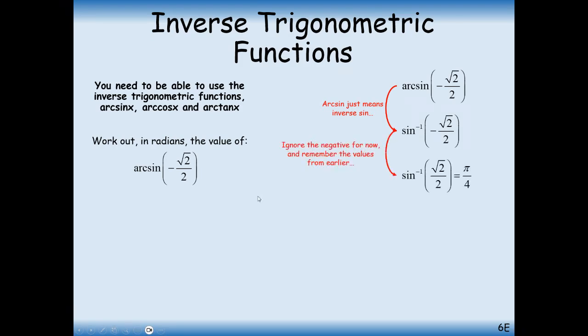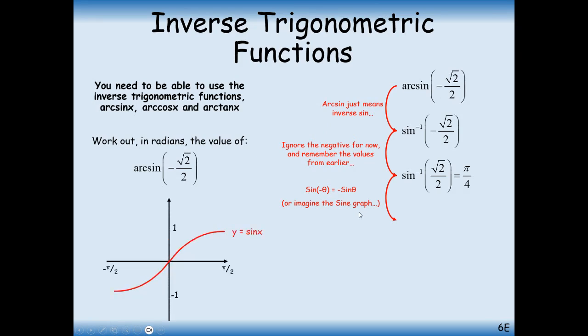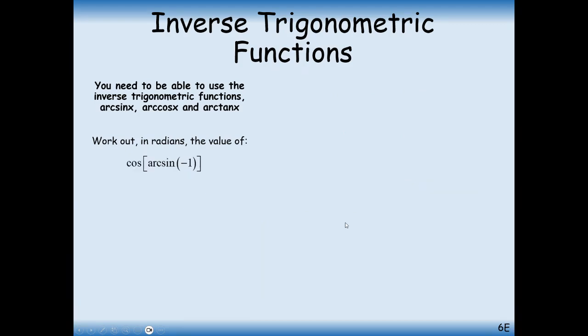Okay, so noticing that sine is an odd function, we can take the negative from the input and put it on the outside of the function. This is one of those properties. Therefore, looking at the final example, we have arcsine of -1 as the input for the cos function.